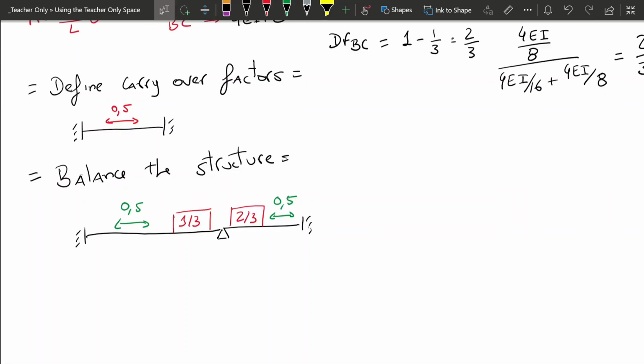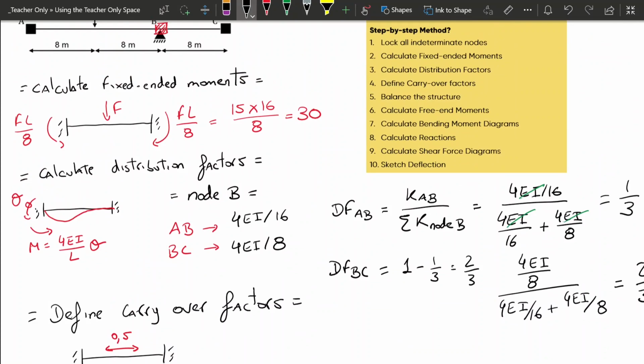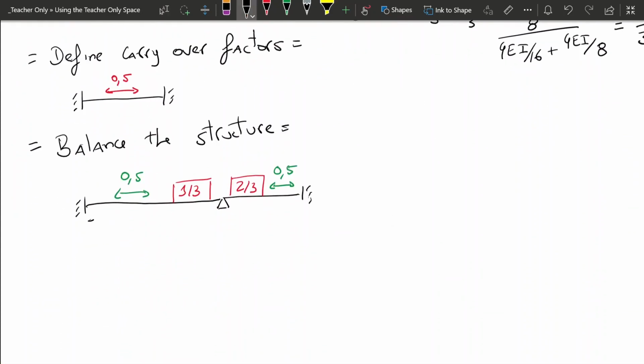The only thing missing now is the fixed end moments, and if we look here we have 30. On the left, because it's counterclockwise, it is negative, on the right, because it's clockwise, it is positive. So we're going to get here minus 30, and here 30, and then on bar BC, because we don't have any loads, we get 0 and 0. And this is our starting point to balance the structure. Just always remember that this direction, the clockwise direction, is the positive that we assumed in this method.